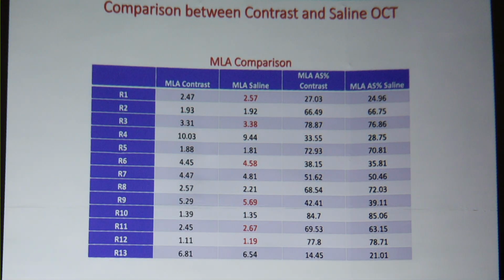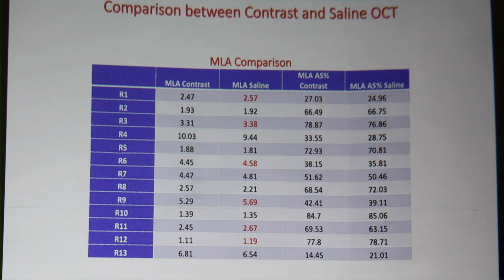The concern was what is the difference between saline and contrast measured parameters. As far as MLA was concerned, we found that in some cases the saline measurement was slightly bigger than that of contrast, and a few measurements were slightly smaller. So our concern was whether we are getting smaller measured vessel parameters as compared to the contrast, as we saw in the animal study.